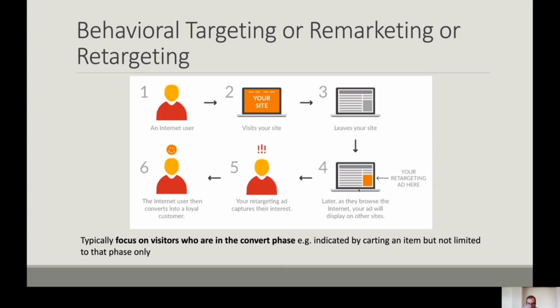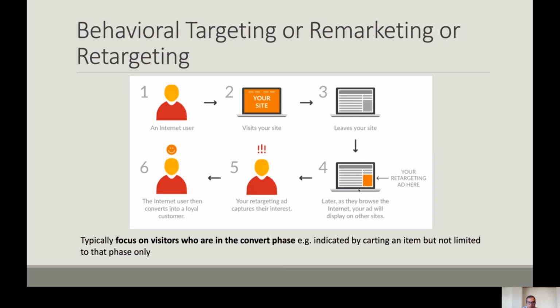So that's step number 5. And if you're able to get their attention, then it's possible that the consumer may now click through on the ad, revisit your website, and maybe even purchase from you. And of course, in step number 6, after purchasing, if they're happy with their purchase, they might even convert into being loyal consumers.